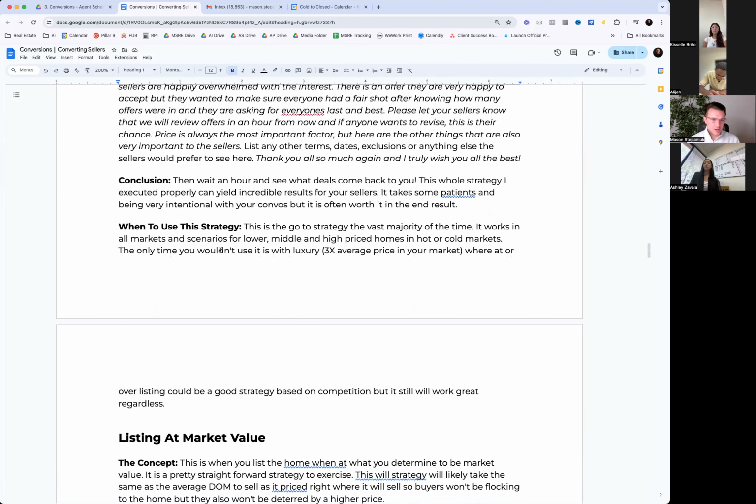Okay. So in terms of when we use this strategy, we want to use this the majority of the time, and it does work in most markets and most scenarios for lower, middle, and high-priced houses in both hot and cold markets. It's just in colder markets, you're not going to get as much competition, but you're still going to be in a better position than if you were to list above market.